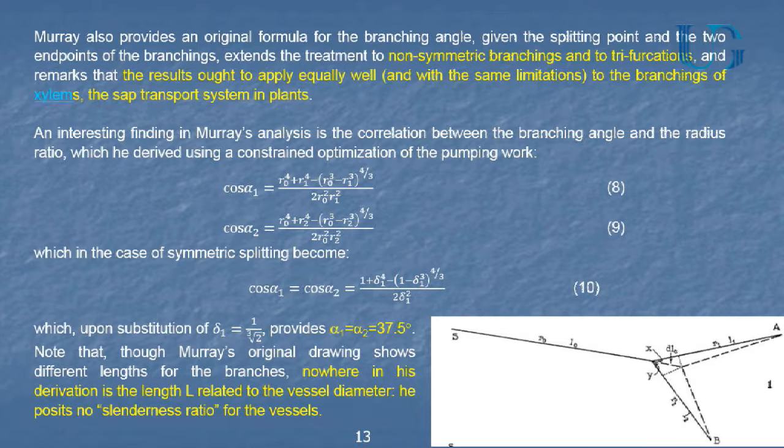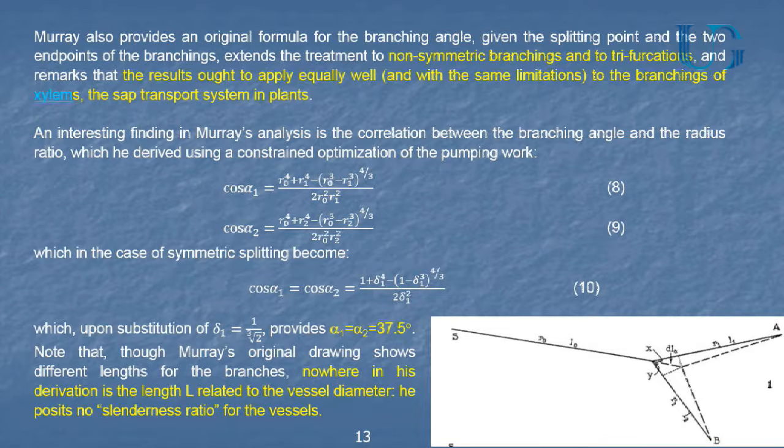bifurcations, which is 37.5. So that means that if the Hess-Murray law holds, any bifurcation should have 75 degrees angle of bifurcation. 37 on one side, 37 on the other side.